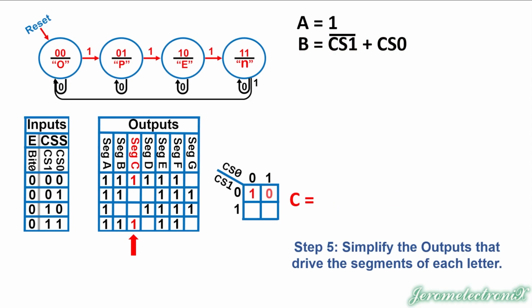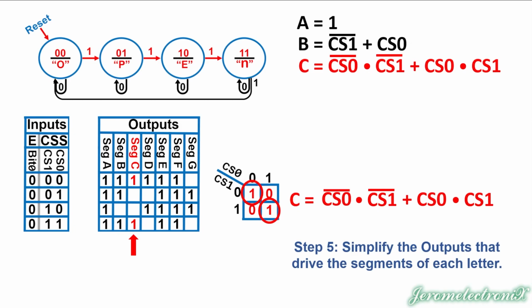C has 2 1s, but they're in opposite corners, so that means we can't really simplify. We have to use everything. Not CS0 and not CS1 plus CS0 and CS1. There is our summary. You can pause at any time if you need me to go slower, but I'm going to keep going.